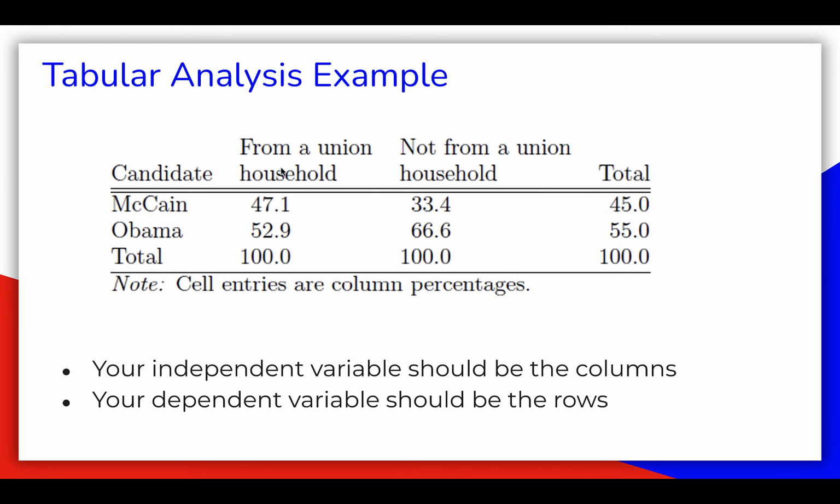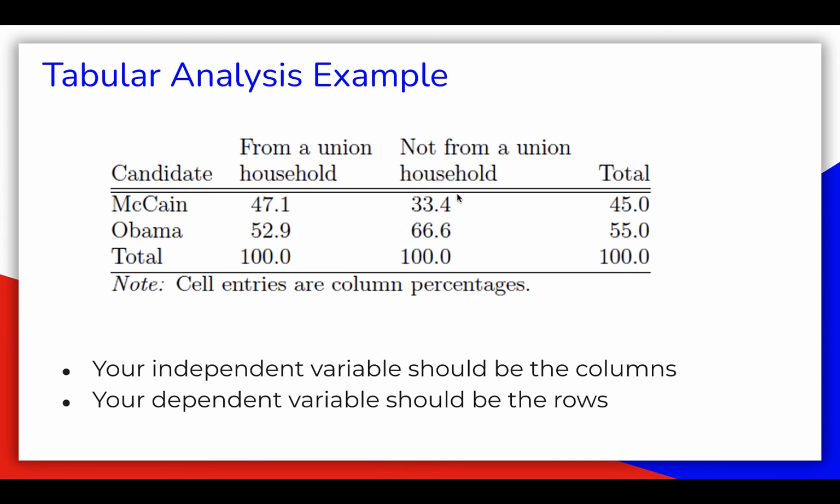Right here we can see from a union household in this first column and not from a union household in the second column. And then we can see vote choice in these right here, McCain, Obama, and that's our dependent variable. So the next step is to figure out what these values mean, okay?